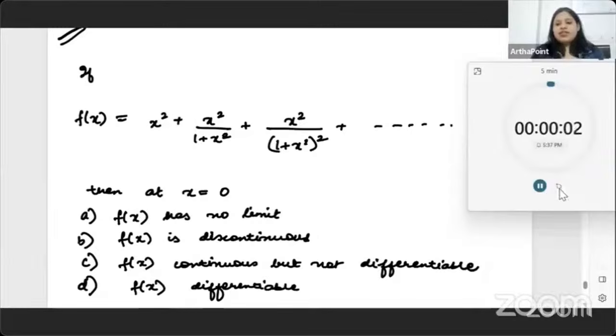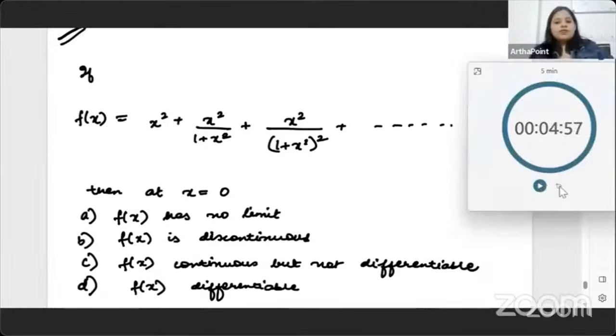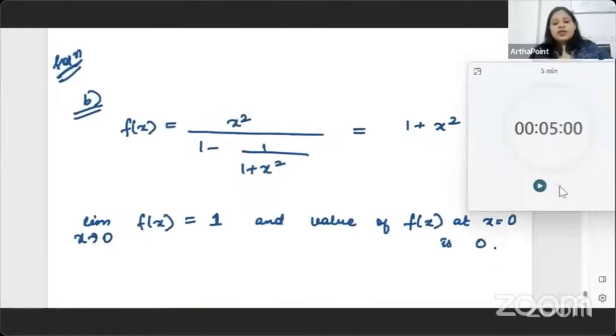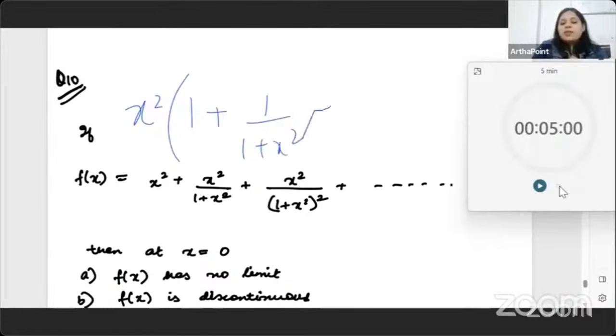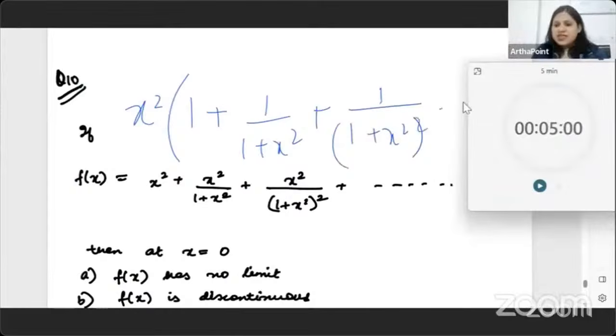Okay, time's up. Let's have a look at the solution. When we look at this, it is simply an infinite GP, right? You can take x squared common, and when you take x squared common, it will be 1 plus 1 by (1 plus x squared) plus 1 upon (1 plus x squared) whole squared and so on. That's the infinite GP that we are talking about. The sum of an infinite GP is a upon 1 minus r. And what is the common ratio? This is the common ratio, 1 upon 1 plus x squared.